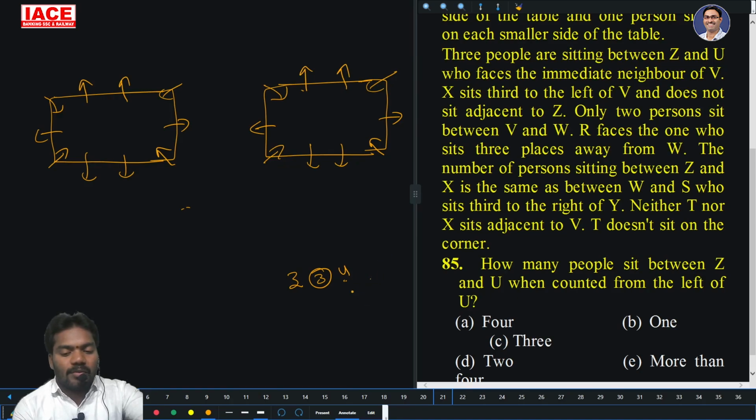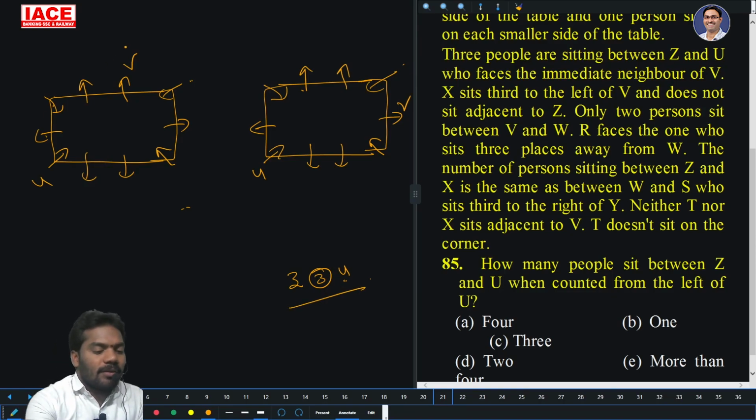Yeah, U facing means compulsory inside. That's it. Facing means compulsory inside. U is facing the immediate neighbor of V. Z and U, 3 persons between. 1, 2, 3 persons, Z not possible. 1, 2, 3 persons, Z only chance.